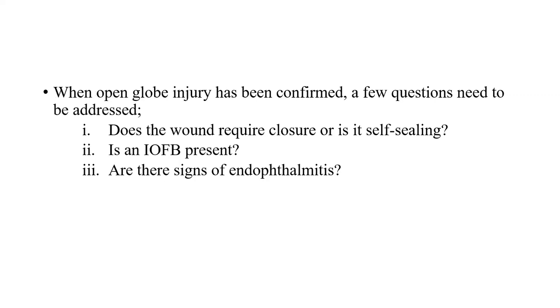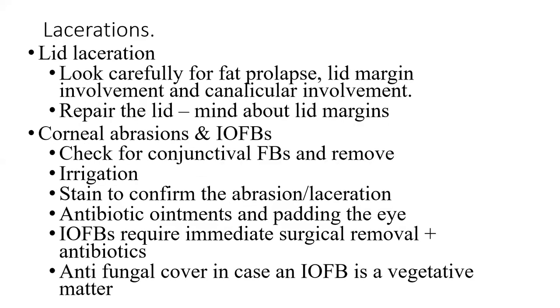When an open globe injury has been confirmed, a few questions need to be addressed. One, does the wound require closure or is it self-sealing? Is an intraocular foreign body present? Are there signs of endophthalmitis? Lid lacerations: look carefully for fat prolapse, lid margin involvement, and canalicular involvement. Then you can repair the lid, mind about lid margins.